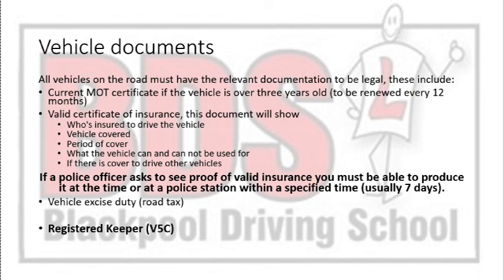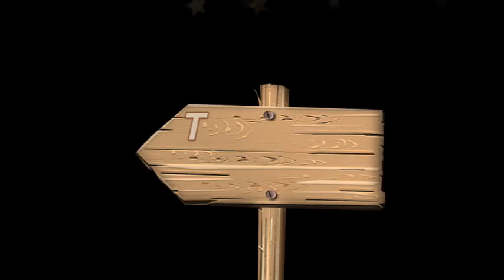And the final document is a registered keeper document, or a V5C. All vehicles should have an up-to-date V5C, or logbook as they're also known. This document contains information about the registered keeper and the vehicle, such as name and address of the vehicle's registered keeper, information about the vehicle, including the make, model, colour and engine size, the date the vehicle was first registered. The registered keeper is not necessarily the owner, however, of the vehicle. However, it is the responsibility of the registered keeper to ensure that the vehicle is taxed.